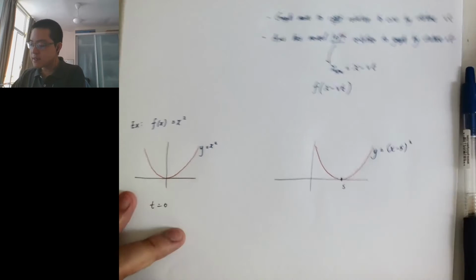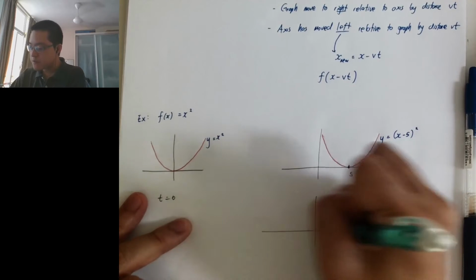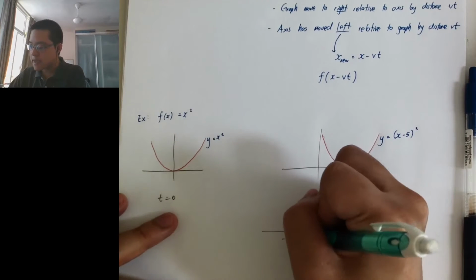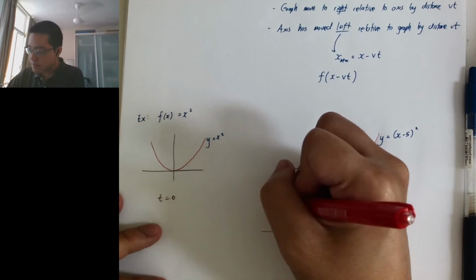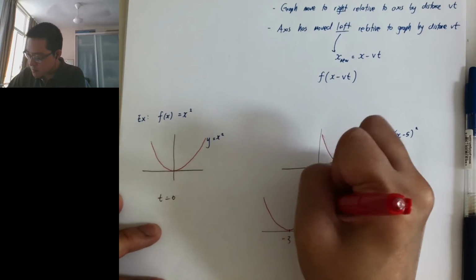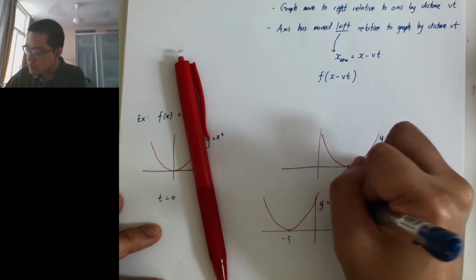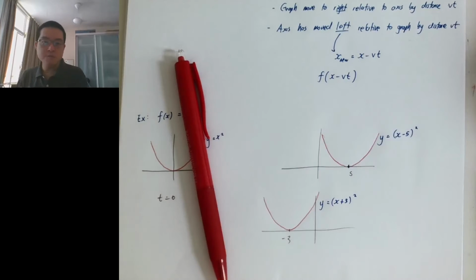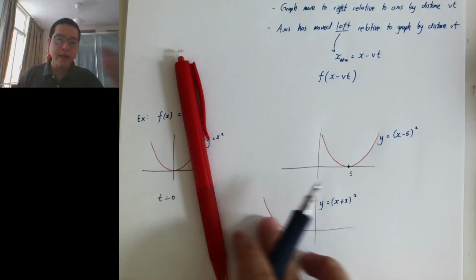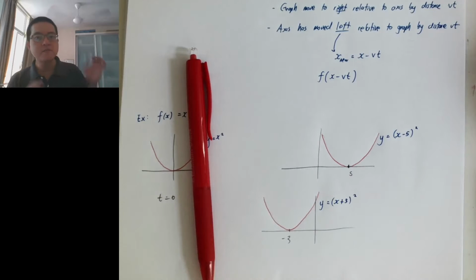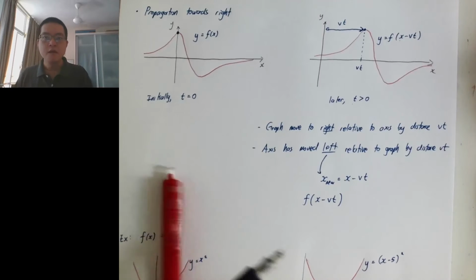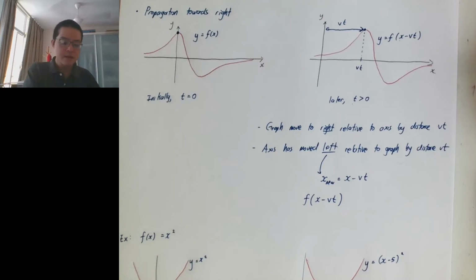Okay, so it's minus for a graph that's moving to the right. Then we can easily make the same argument if my graph is moving to the left. So let's say negative 3, right? If it's over here, then my equation now is y equals (x plus 3) squared. So if it's moving to the right, I use minus vt. If my graph moves to the left, I use plus vt relative to the axis. Okay, so this is how we explain the propagation of the graph. Does anyone have any question?